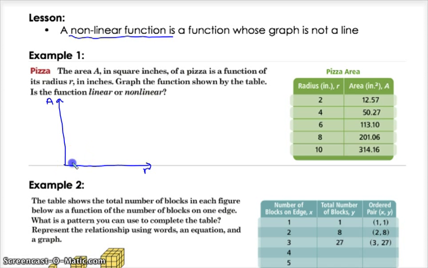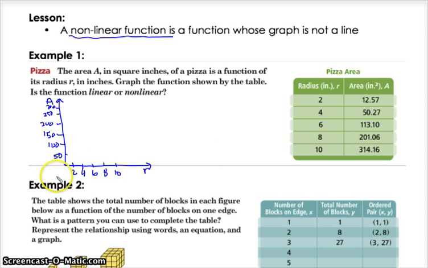So it looks like I can go by 2's across the x-axis, 2, 4, 6, 8, and then 10. And then on the y-axis, the area goes all the way up to over 300, so I should probably be going by, we'll say 50s. So 50, 100, 150, 200, and so on. All right, now I'm going to start plotting my points.